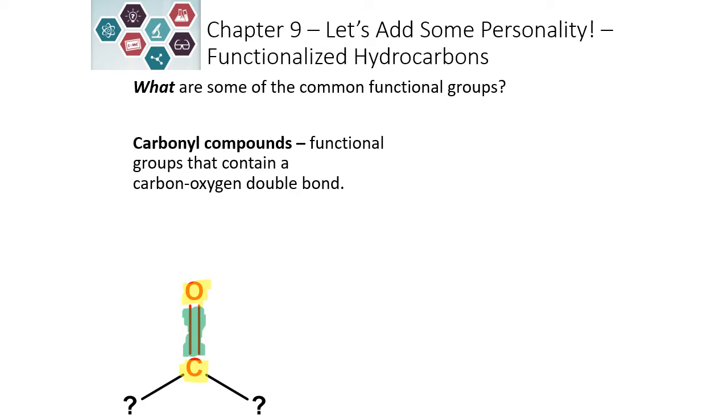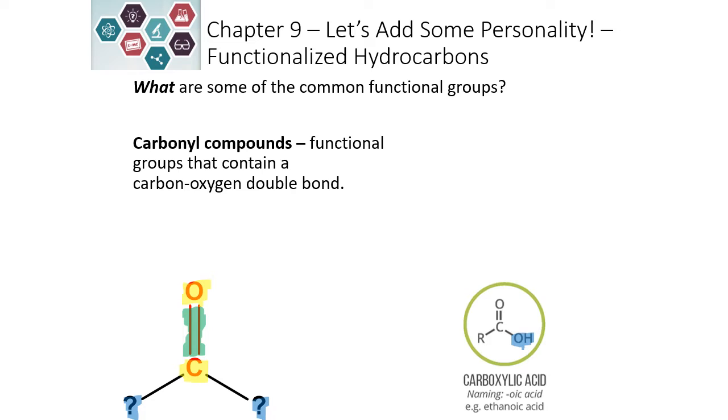Now, if we're going to change what that carbonyl is attached to, so that is represented by the question marks in this structure, that changes the type of functional group. So one functional group that is possible is if the carbonyl is attached to an OH. If it is carbonyl and OH, this is a carboxylic acid.